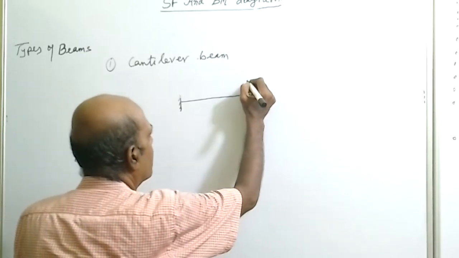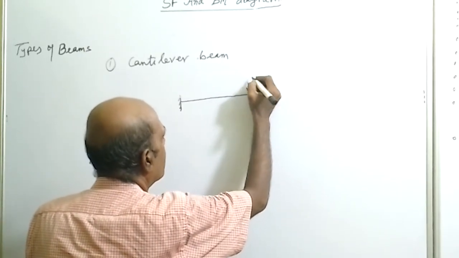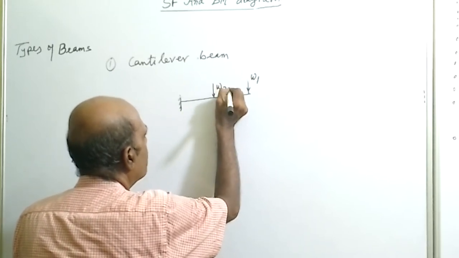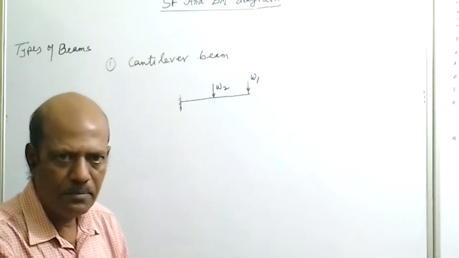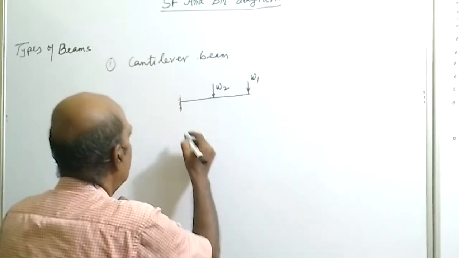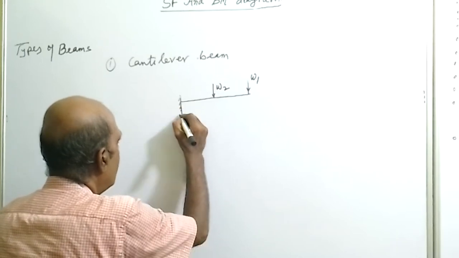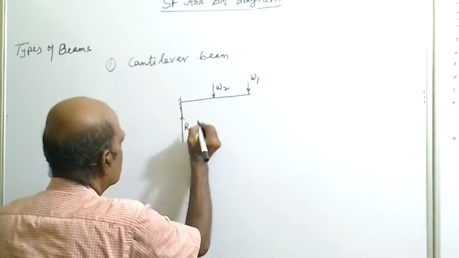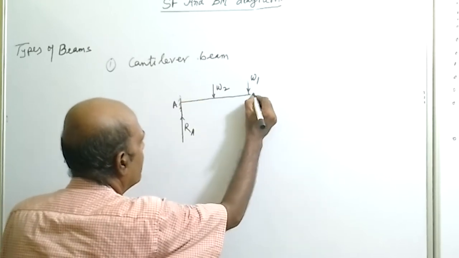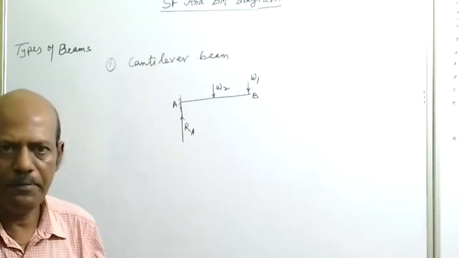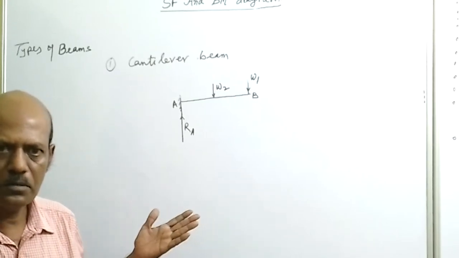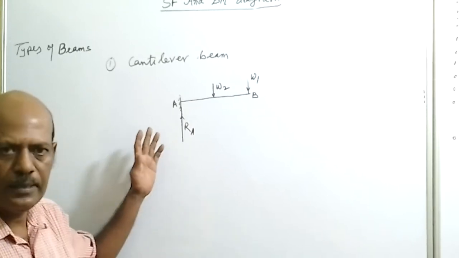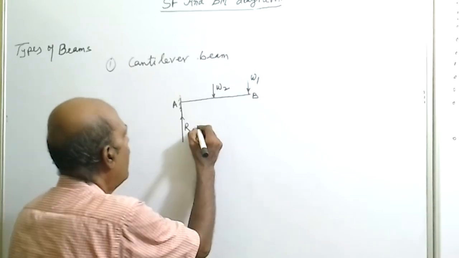Now the load is acting over the beam. Let's say W1, W2 point loads are acting over the beam. When the load is acting over the beam, a reaction will develop at the fixed end, say RA. We are giving the name AB. The name of the beam is AB. The loads W1 and W2 are acting on the beam, and the reaction developed here is RA.